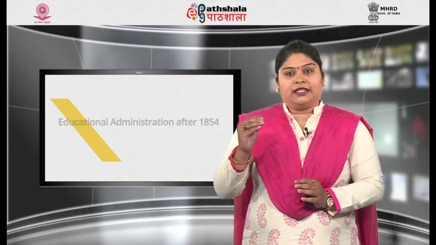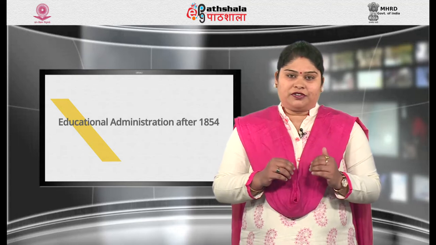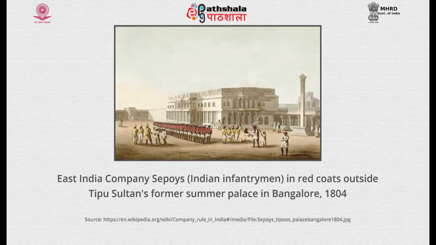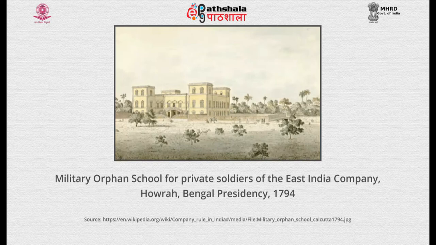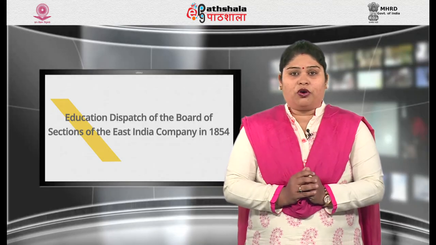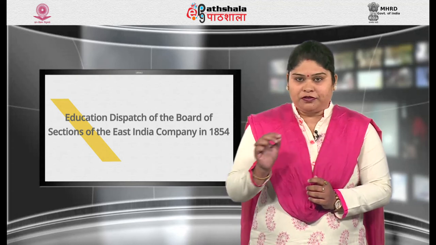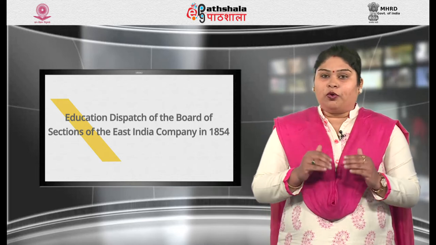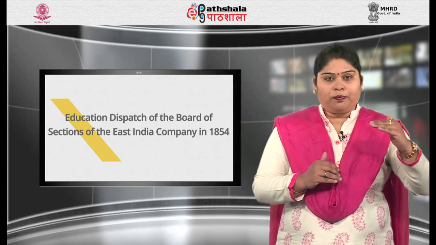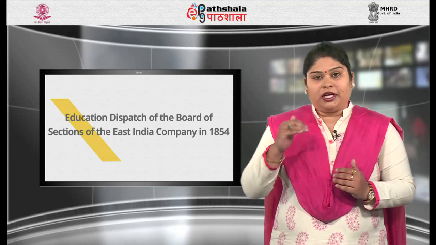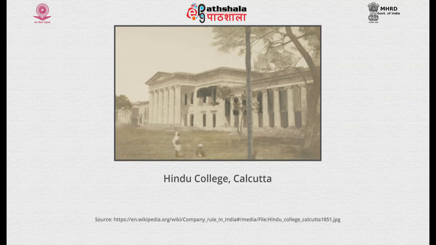Now, we will learn the status of educational administration after 1854. By 1854, the Britishers, as they believed, had a firm footing in India. The board of directors therefore accepted the responsibility of educating the people of India, and thus came the education dispatch of the board of directors of the East India Company in 1854. In 1857, more and more high and middle schools were opened and attention was given to primary education. Departments of Education started functioning in all provinces, and the grant-in-aid system was established.